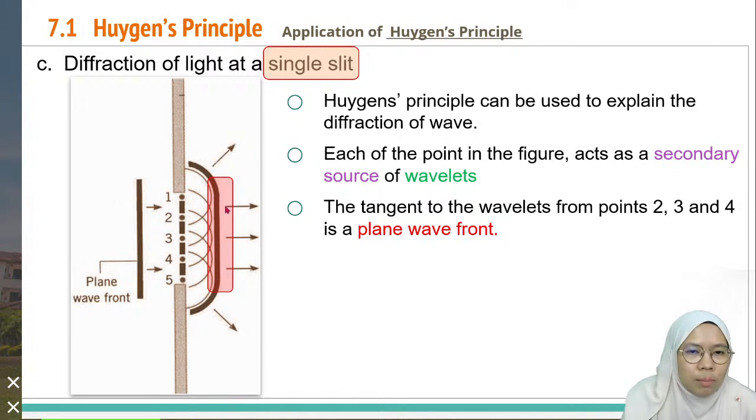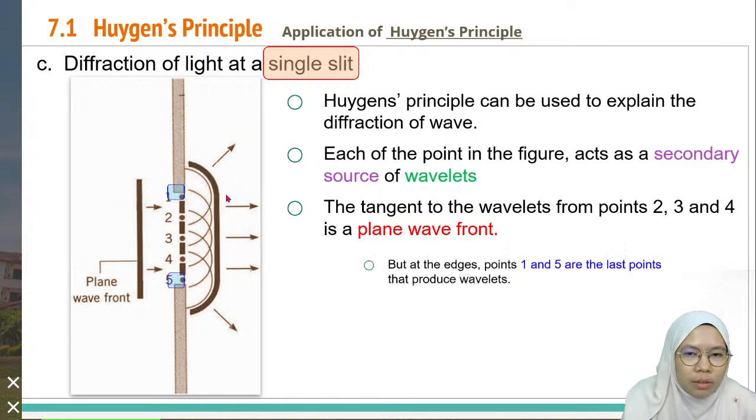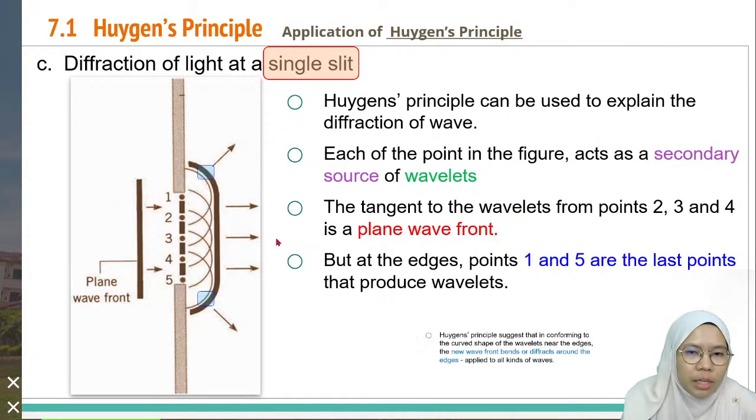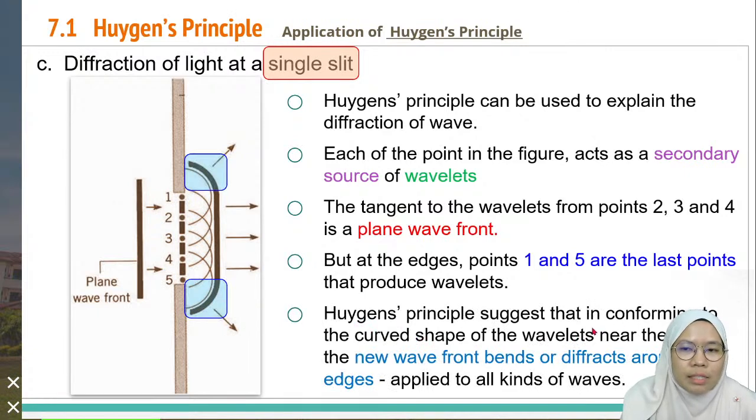So this is plane wavefront. But the edges, points 1 and 5, are the last points that produce wavelets. So you can see number 1 and number 5 produce the last wavelets. Huygens also suggests that, in conforming to the curve shape, meaning obeying the standard behavior of the curve shape, the new wavefront bends or diffracts around the edges.